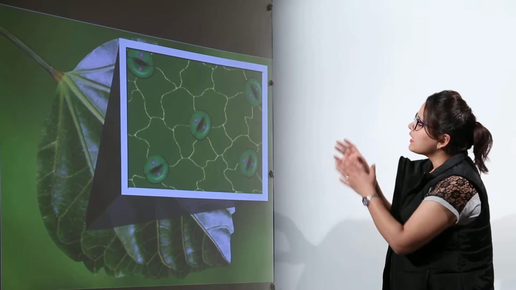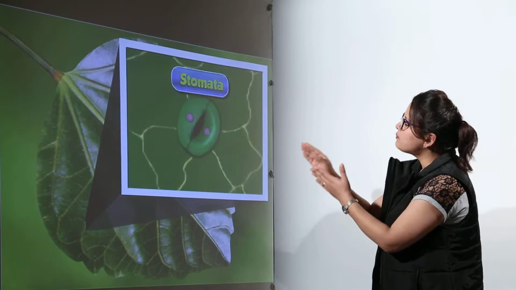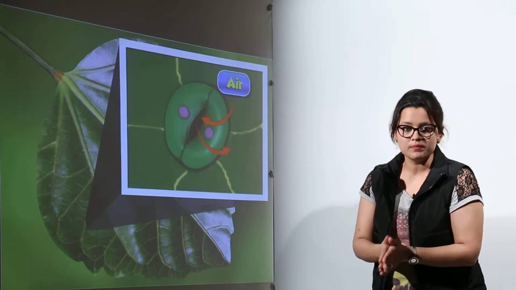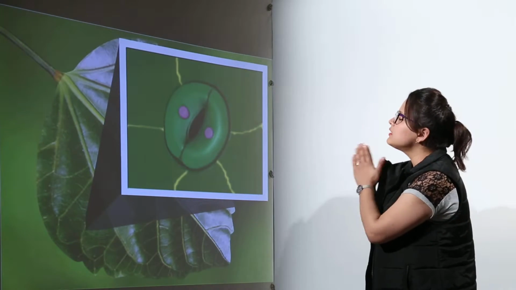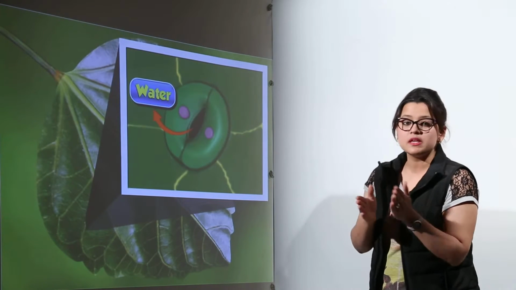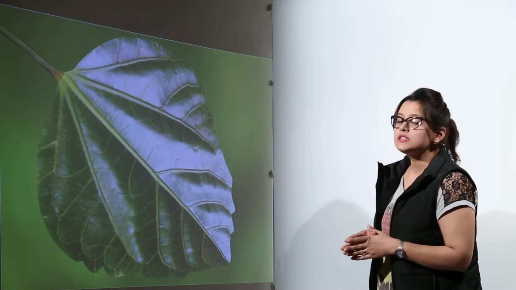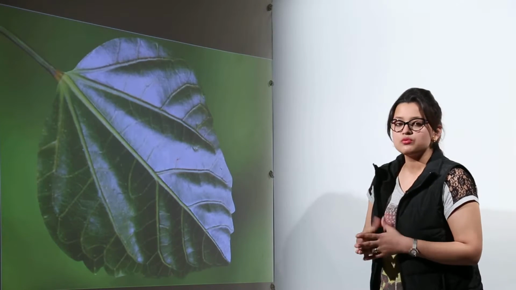Next, we can see that on the leaf we have these small pores present. These small pores or holes are known as the stomata, and these are responsible for the exchange of gases that takes place in plants. Also, water is lost by the plants through these holes only, that is, through stomata.